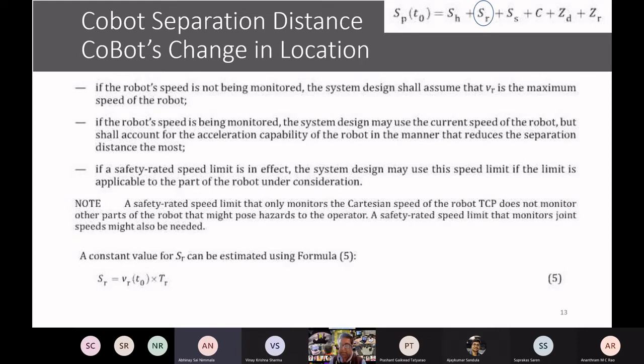If a safety related speed limit is in effect, the system design may use this speed limit if the limit is applicable to the part of the robot under consideration. So if there is a speed limit, we can use that. And if we use a constant speed instead of a function of time, then, like in the previous case, we can just multiply this VR at the current time with the robot's reaction time to estimate the separation distance for the robot's reaction time.